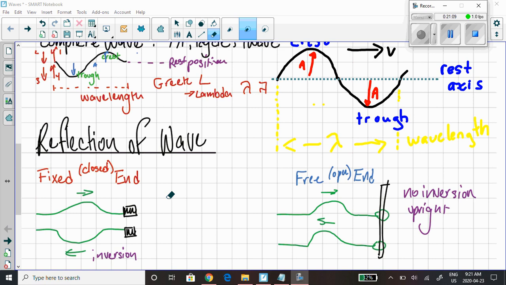And that's what I've written down here. You have a crest come in to a fixed or closed end. Bingo, bango, it hits, bang. It reflects back as a trough. We call that inversion. If it's a free or open end, as you saw, the crest comes in, boom, interacts with the free or open end, and comes back as a crest. We say there is no inversion or the reflection is upright. That's the other thing we're talking about.